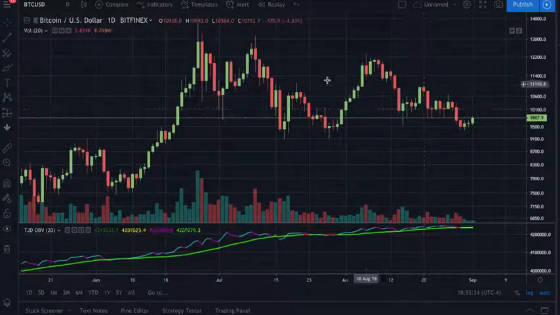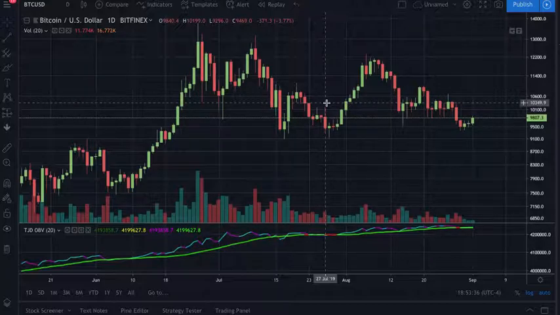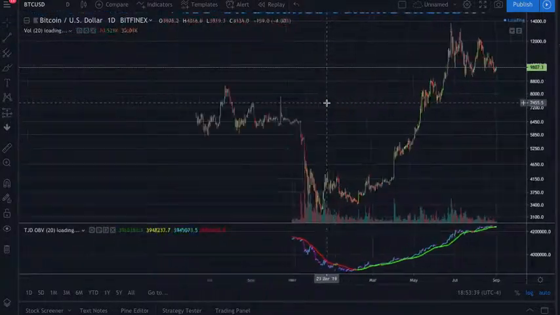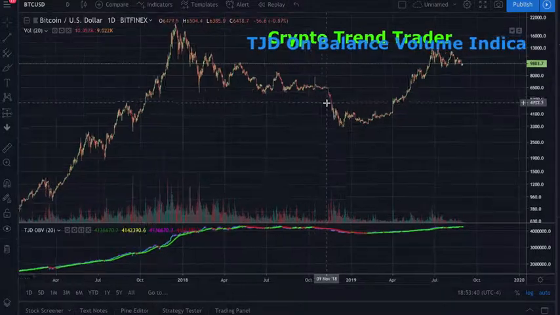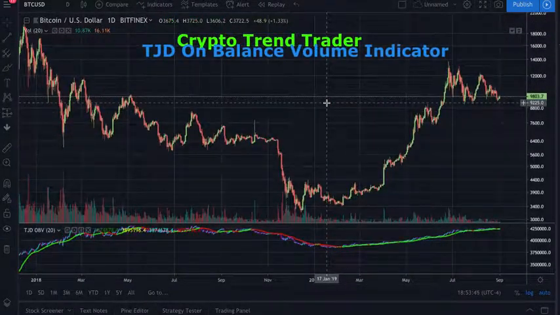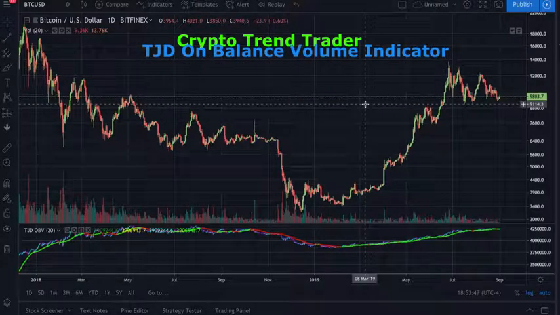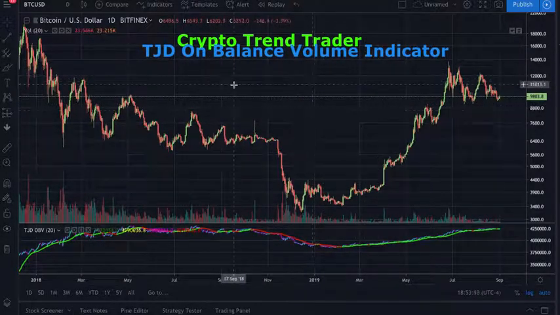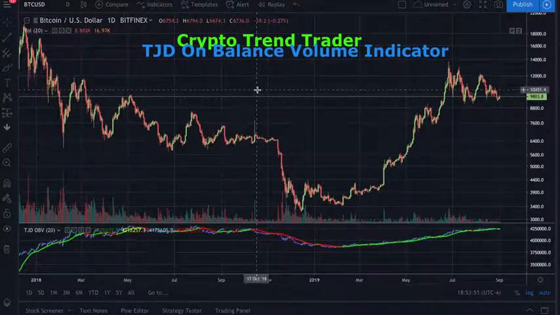So, well, there we have it. That's our TJD OBV on balance volume, and that's how to use it. And if you do want to use this indicator, you can just go over to TradingView and search TJD or Turbo J Diesel, and you can find this indicator added to your charts, and it is absolutely free.